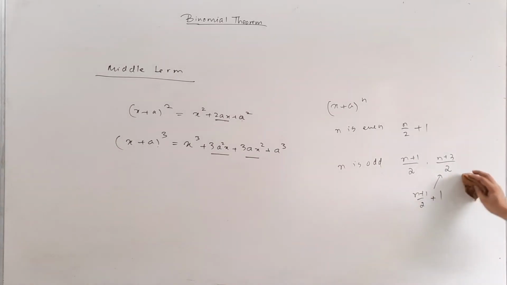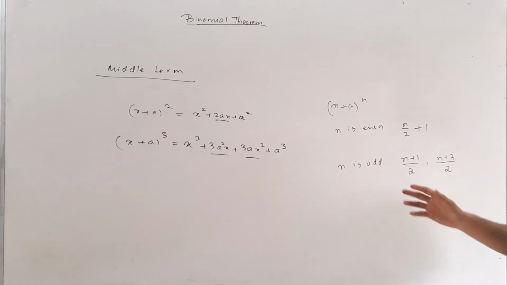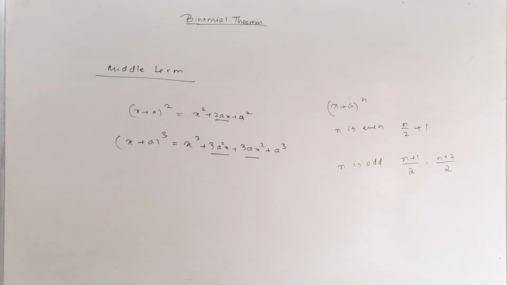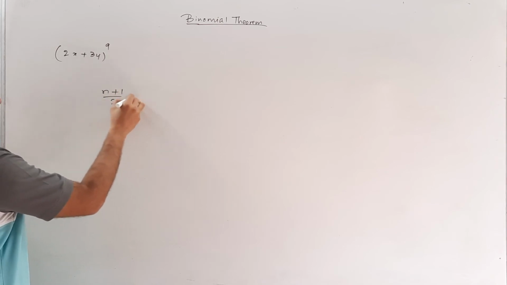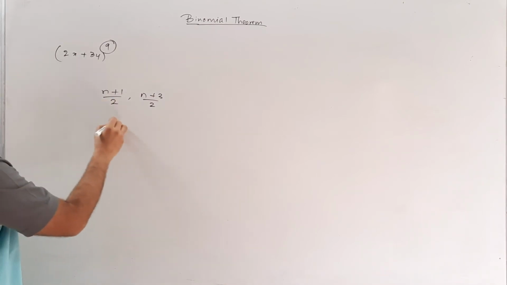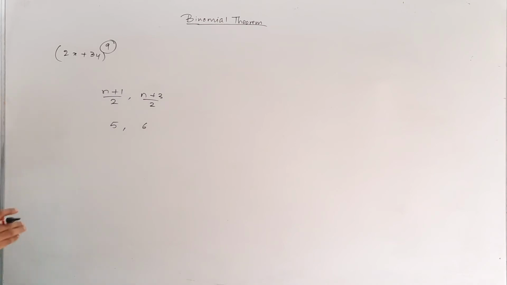So you can remember it in this fashion. Now let us take a few problems based on this concept and try to understand it better. Now we have this expansion (2x + 3y) raised to 9. We have to find the middle term of this expansion. Which means that it will be of this format because n is odd this time. So (9+1)/2, that's 5 and 6. So 5th and 6th terms are the middle terms in this particular case.